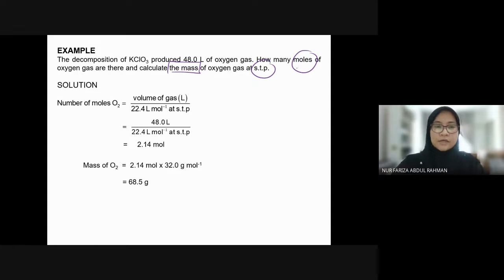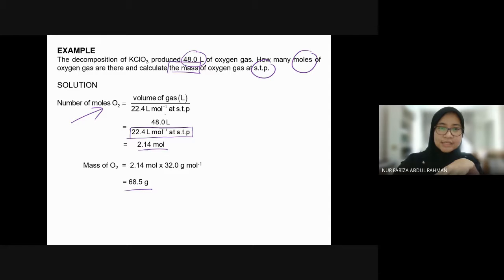So if we are using the formula approach, then you will be using this. Insert the information. So the volume given is 48 liter. So this is the one that we have. So far for the volume, 24 liter per mole at STP. So the mole is this, and then find out the mass.